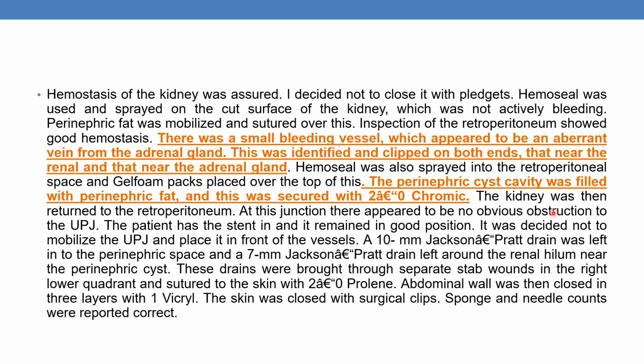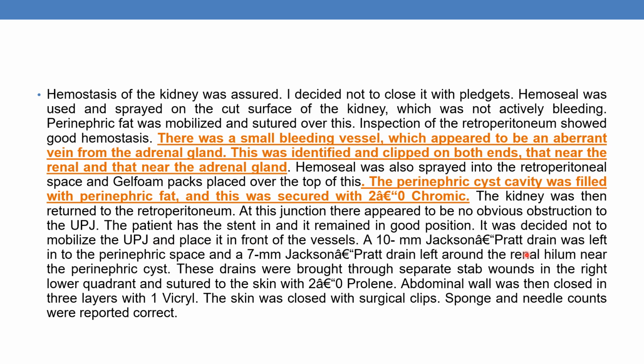The perinephric cyst cavity was filled with perinephric fat and this was secured with 2-0 chromic. The kidney was then returned to the retroperitoneum. At this juncture, there appeared to be no obvious obstruction to the UPJ. The patient has the stent in and it remained in good position. It was decided not to mobilize the UPJ and place it in front of the vessels.